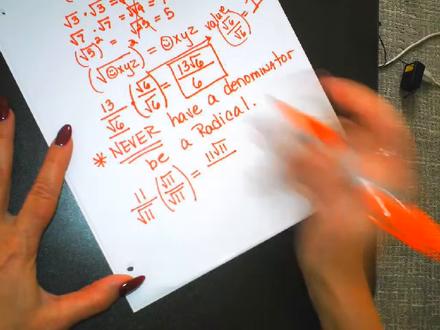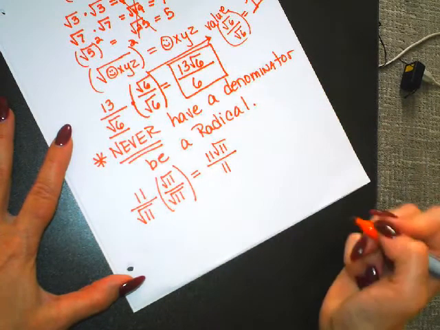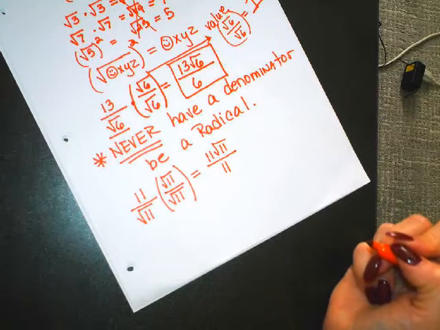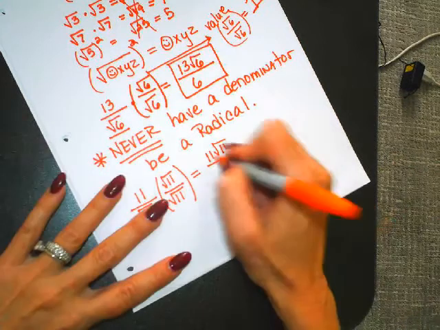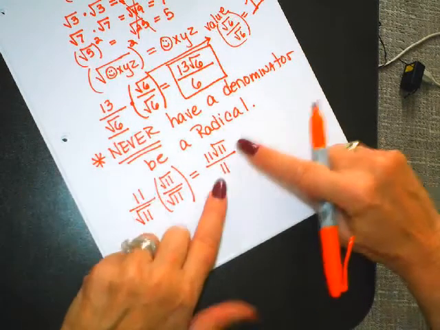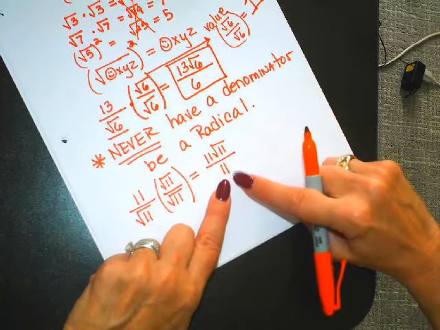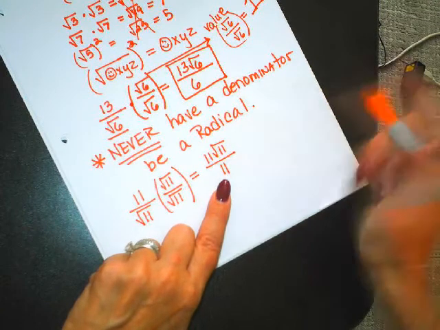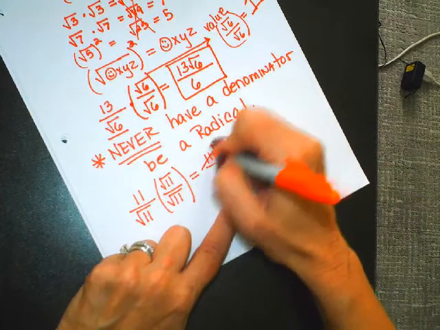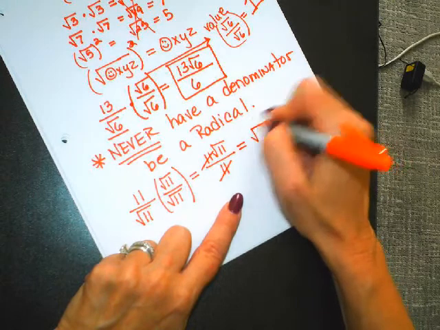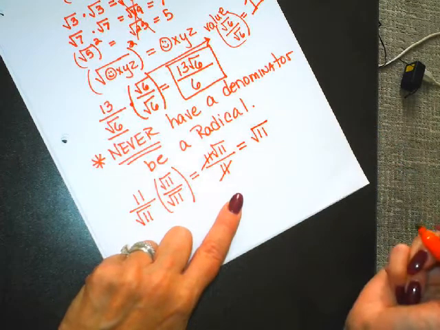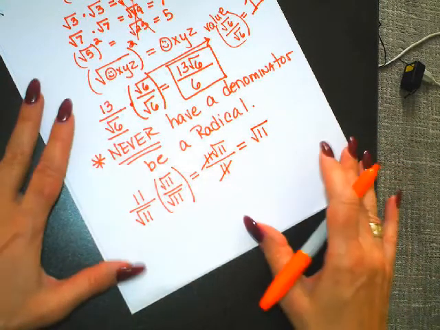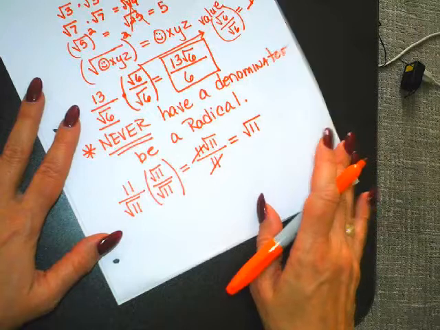And now watch what happens here. Radical 11 times radical 11 is just 11. Now this is what I was talking about in the previous example. I can reduce these two. I can't reduce this. You can never reduce a non-radical with a radical. But these can cancel out, and I'm just left with the square root of 11. Okay, I'm going to show you a few more examples.